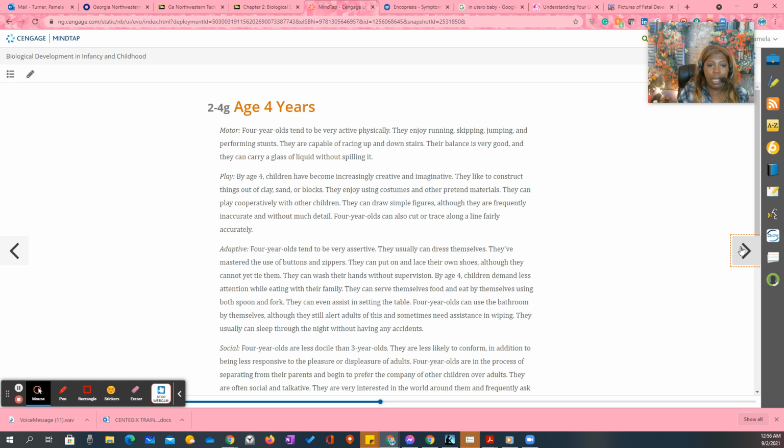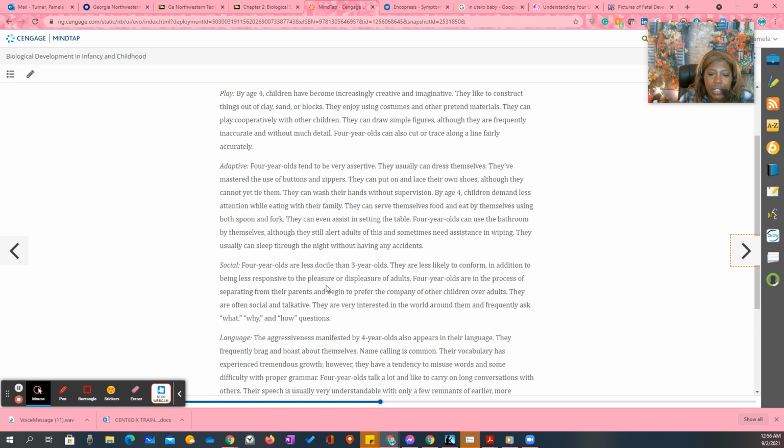Age of 4. Okay, so those are my lovely preschoolers. They are creative and imaginative. The 4-year-olds tend to be very assertive. They can dress themselves. If this were a Piaget stage, that would be 3 to 5, and he would say they are in the preoperational stage. I'm sorry, Erikson would say 3 to 5 they are in the stage where they show initiative. They're trying to do things. They want to be the big kids. So they can be assertive. They usually can dress themselves. They can use the fork and the knife.